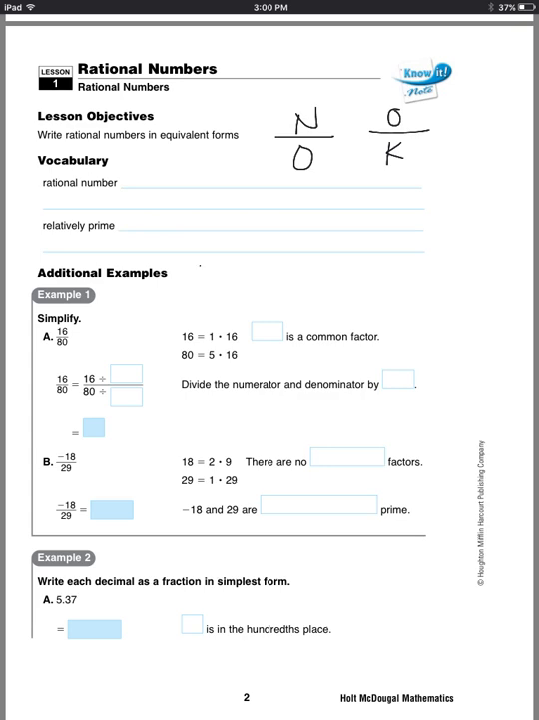So, relatively prime. Relatively prime means the following. Two numbers are relatively prime if they have no common factors other than 1. So like 3 and 7. The only common factor 3 and 7 have is 1. Okay? So we are going to look at simplifying on example 1.